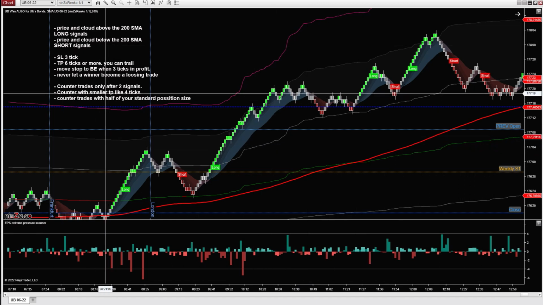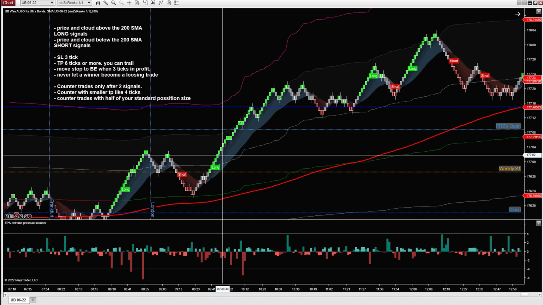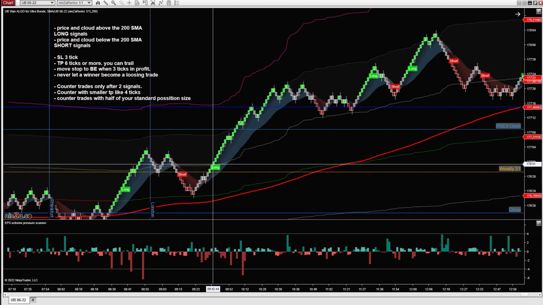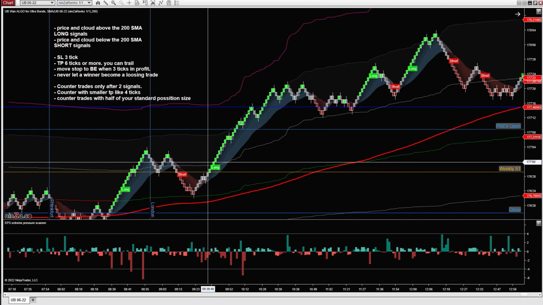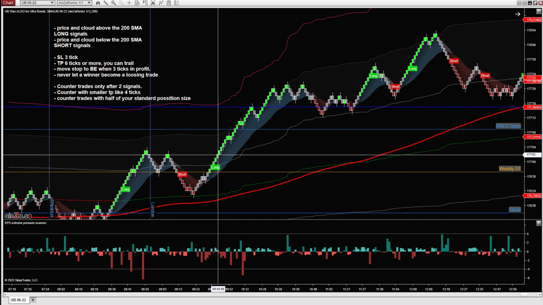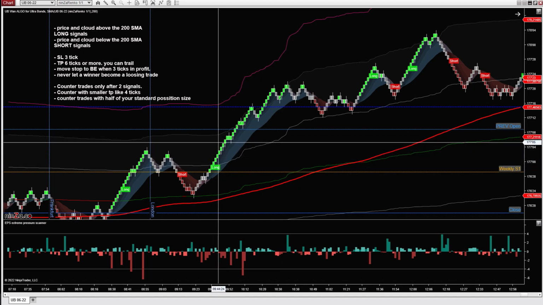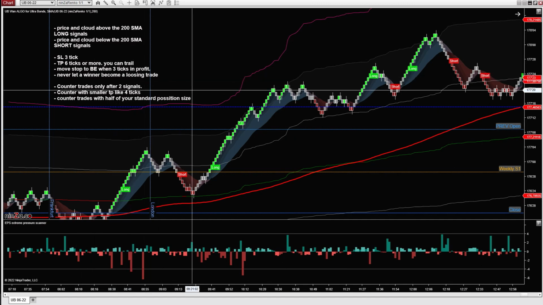So as soon as your trade is running in profit, move your stop to break even. If you are 3 ticks in profit, move your stop to break even. Because you don't want a winning trade, one that's moving in your favor, to move against you. Never let a winning trade become a losing trade.